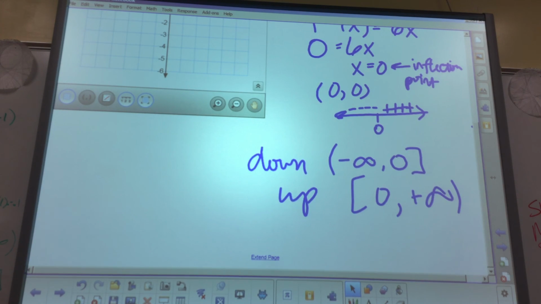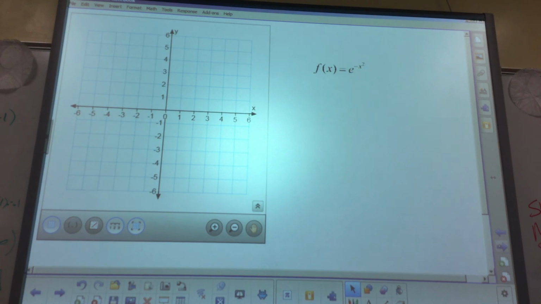Okay? All right. So let's go on to another example. Go ahead and do this right now on your own. So you are identifying mins and maxes, intervals of increasing and decreasing, points of inflection, and intervals of concavity, and I'll erase you on a whiteboard.